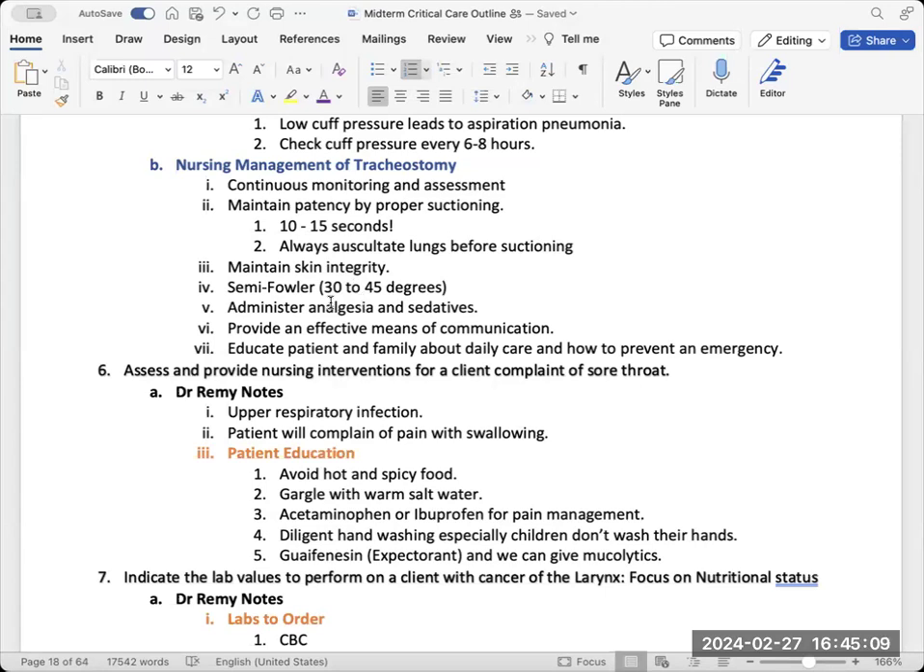We can give pain medications as well as sedatives, right? Because patients sometimes fight the trachs too, which can also affect their respiratory status, right? A means of communication, such as writing and things like that, and how to teach the family and patients on daily care and how to prevent emergencies. Is there anything anyone else wants to add for this question?